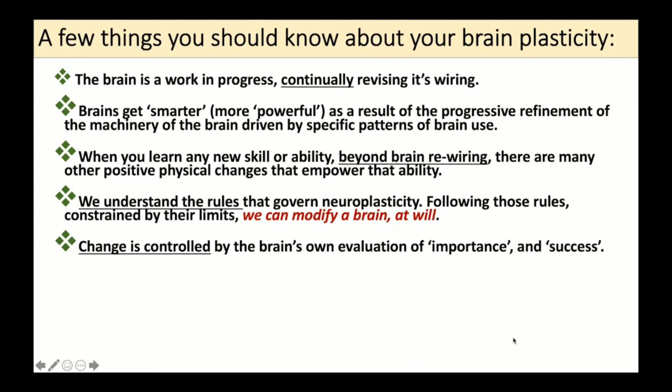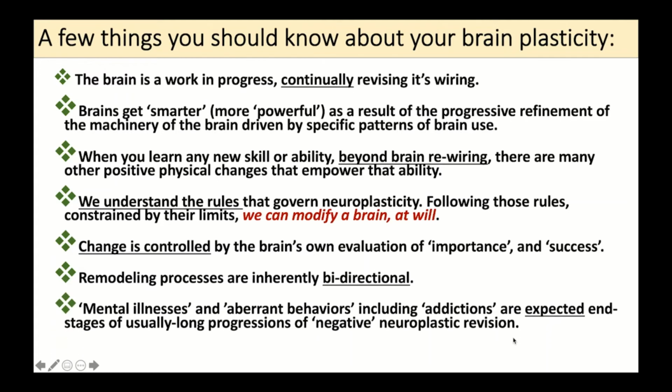Change is controlled by the brain's own evaluation of what's important for it and what constitutes success. The brain actually holds information in place as it's engaged in the world, and if it judges it to be important or contributed to success, it says, save that one, strengthen those synapses, embed that, and make this part of the permanent record. Remodeling processes are inherently bidirectional. That's really important to understand. The brain can be changed in a positive or negative way, again, by following those rules of plasticity. The machinery is designed to be bidirectional.